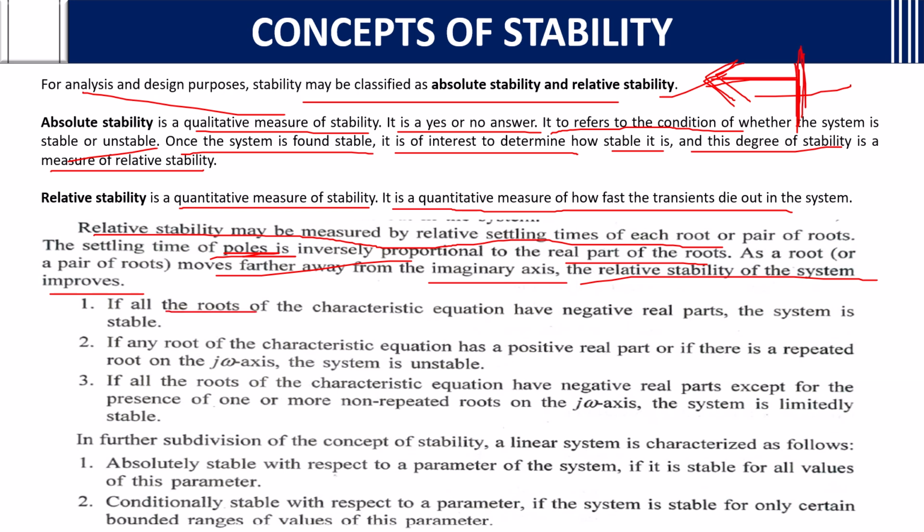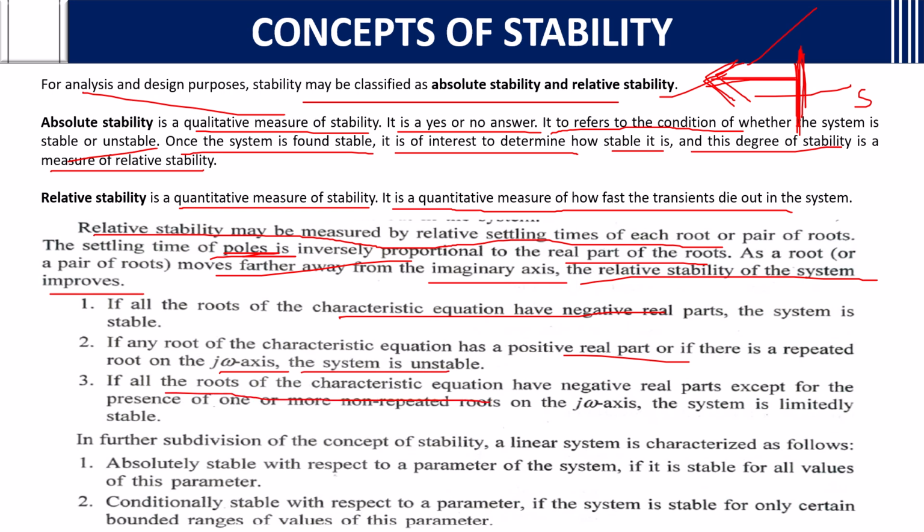If all the roots of the characteristic equation have negative real parts, the system is stable. As I told in the previous video also, all the roots should be on the negative side so that the system is stable. If any root of the characteristic equation has a positive real part, which is on the right side, or if there is a repeated root on the j omega axis, that is the imaginary axis, the system is again unstable.